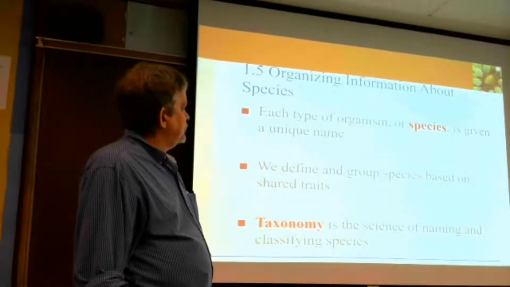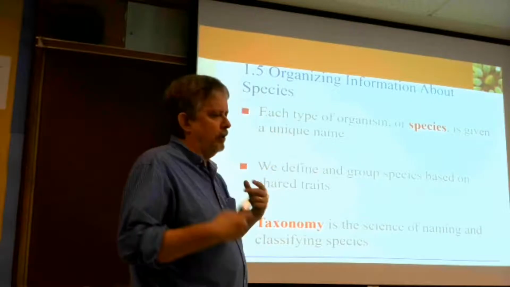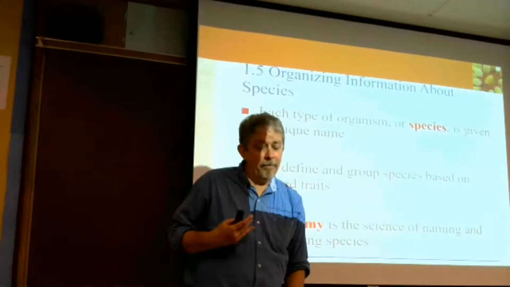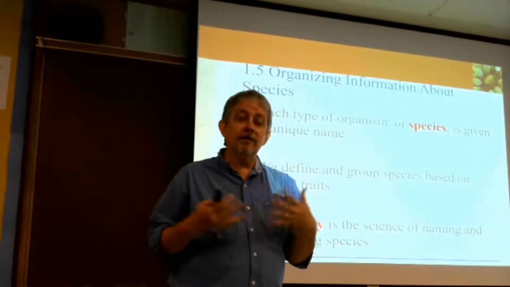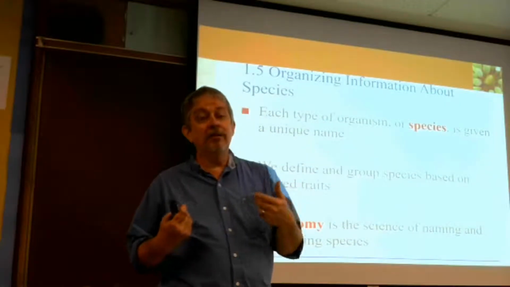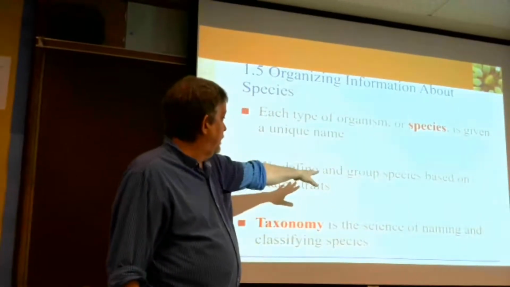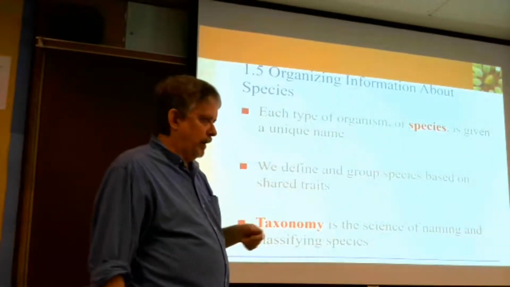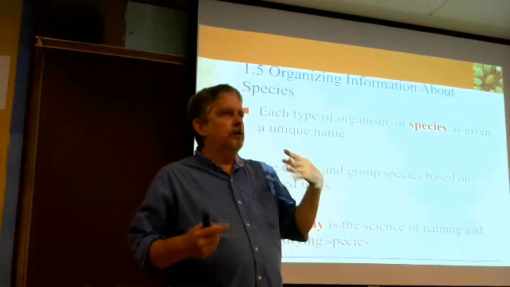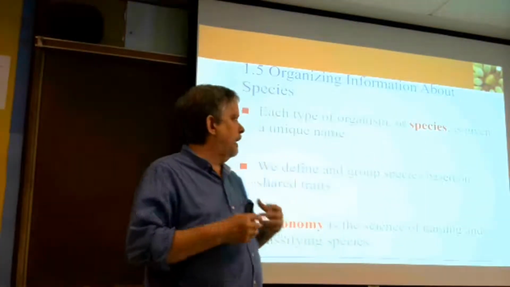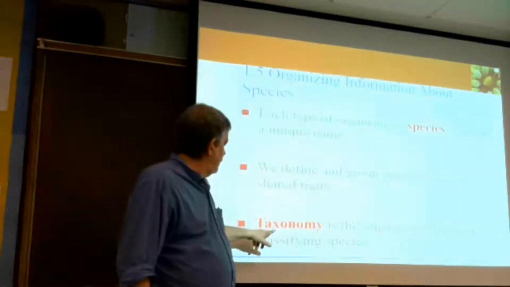All right. So we want to organize. Each type of organism or species is given a unique name, a genus name and a species name. What is the genus for humans? Our genus is Homo. What is our species name? We are sapiens, so that makes us human beings. We define and group species based on shared traits. Basically, in the animal kingdom, a species can interbreed. Two of them can get together and make young, and so that makes them the same species. In plants, it can be just a little bit fuzzy at times on that.